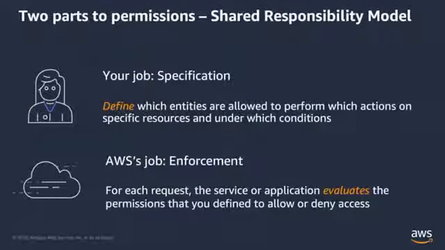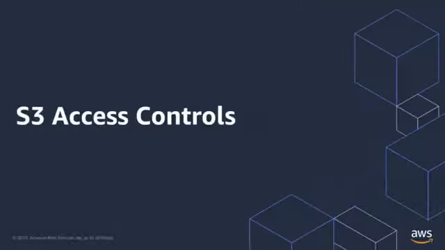So today we're going to be looking at the 2 parts to permissions. We call this the shared responsibility model. So your job is specification. You define what entities are allowed to perform which actions on which specific resources and under what conditions. And AWS's job is enforcement. For each request, the service or application evaluates the permissions that you defined whether to allow or deny access.